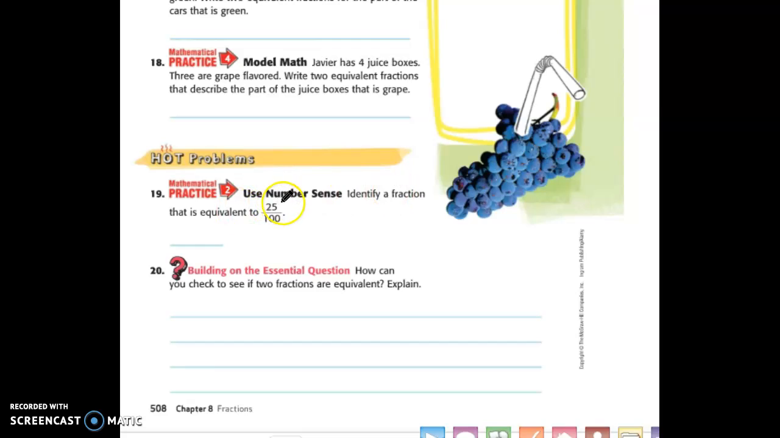Fraction is equivalent to 25 hundredths. You can divide or multiply there. How can you check to see if 2 fractions are equivalent? Explain. You've got at least 3 different ways that you've been shown how to do this, so all you have to do is write one.